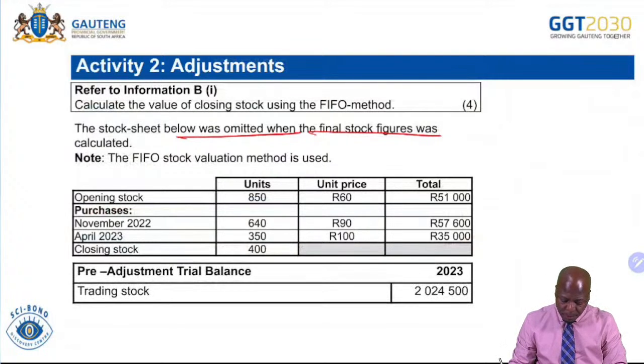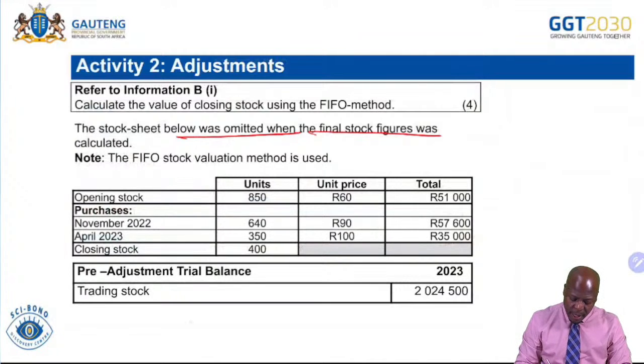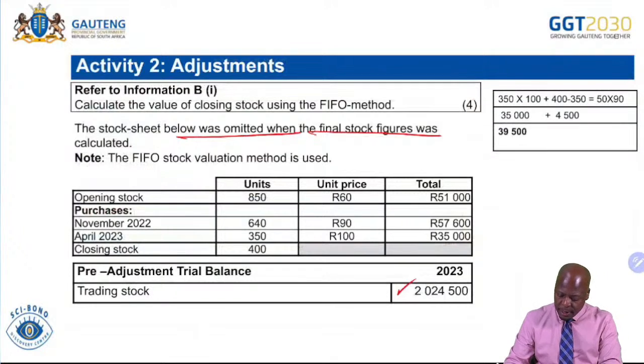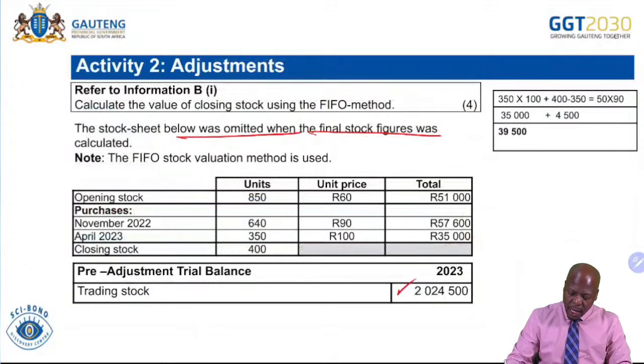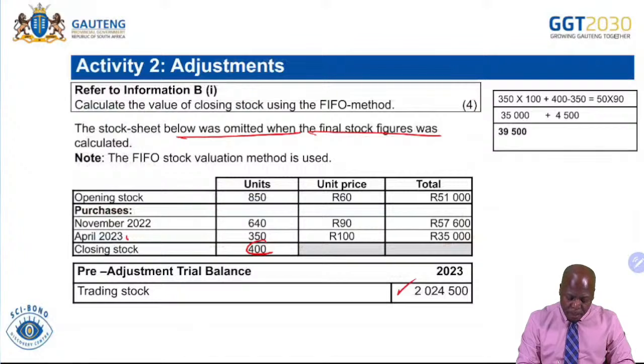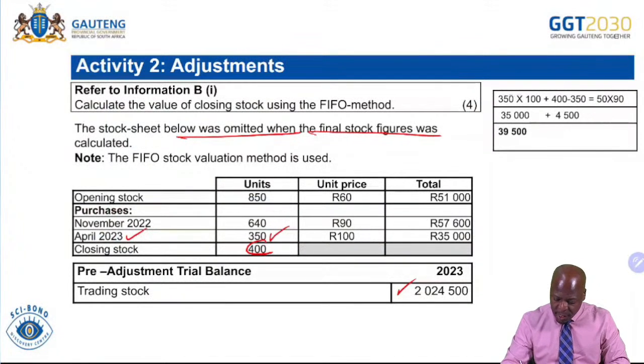And to do that, we are also given the amount from the trial balance, which was 2,024,500. And when using the FIFO method, it is easy because we have to get the closing stock of 400 units. So when we look in the month of April, we can only get 350. Hence, you see here is 350. Multiply by the unit price in April, which is 100. And that is what gives you the 3,500.